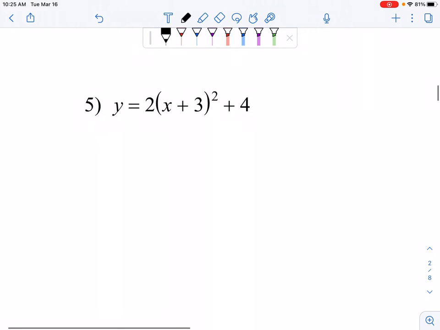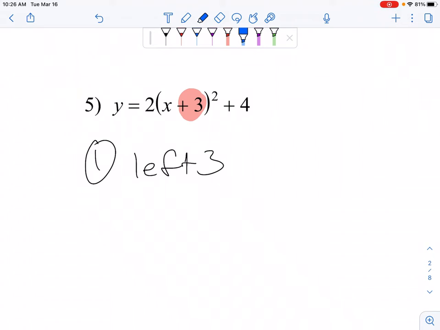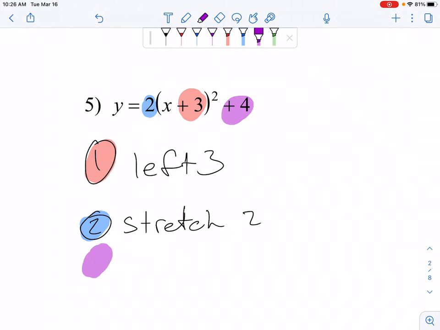Here we have a +3, so remember we do the opposite. So our first thing, we're going to move left 3. Then I'm looking out front, and that is telling us we are going to stretch by 2. And then the last thing is that this whole thing's moving up 4.